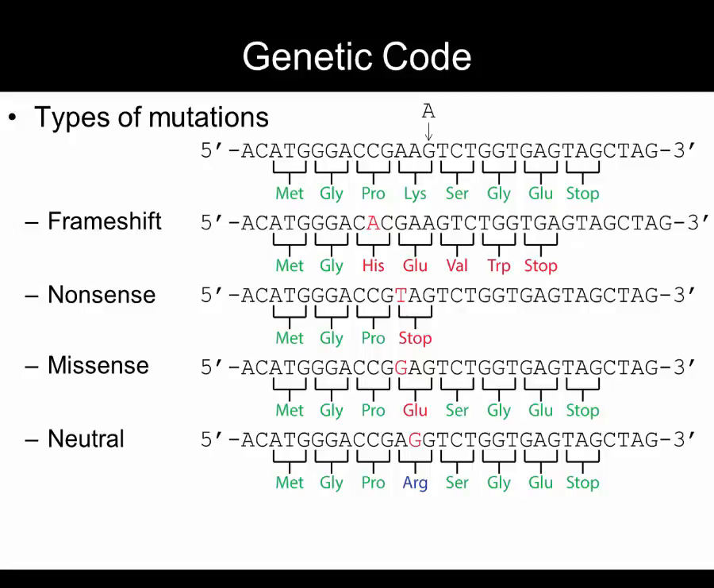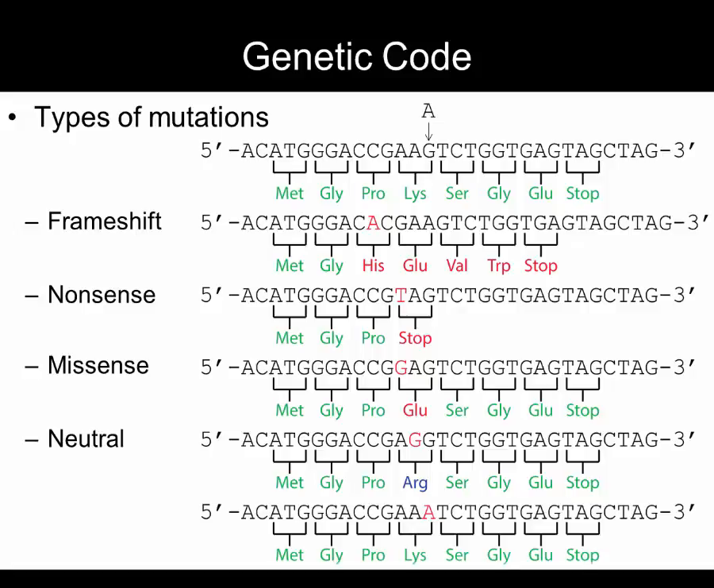Finally, let's imagine the third base in this codon is changed from a guanine to an adenine. Well, both AAG and AAA are lysine codons, so this mutation hasn't altered the amino acid sequence at all, and there should be no effect. This is a silent mutation. So these are the major things you need to know about how the genetic code is read.